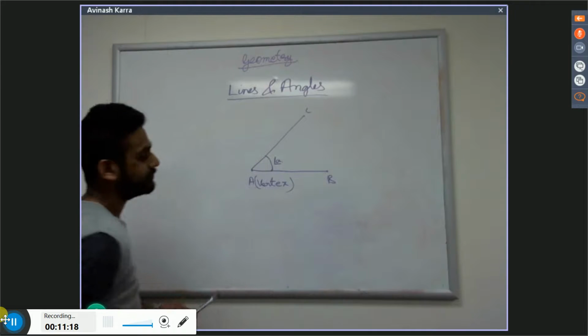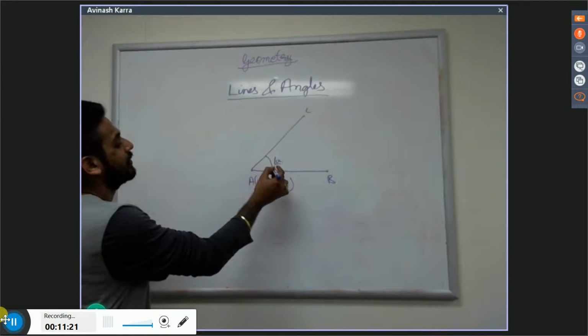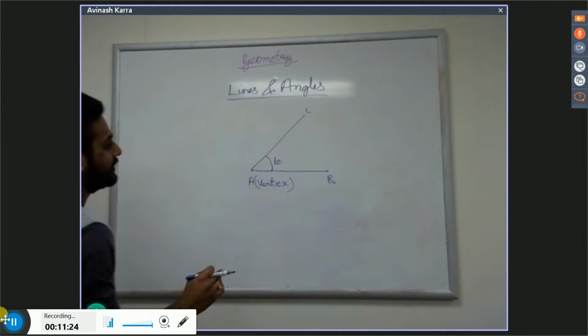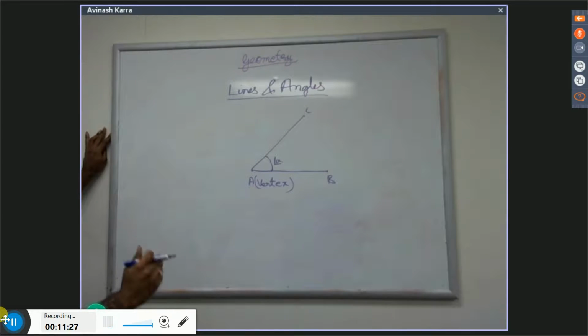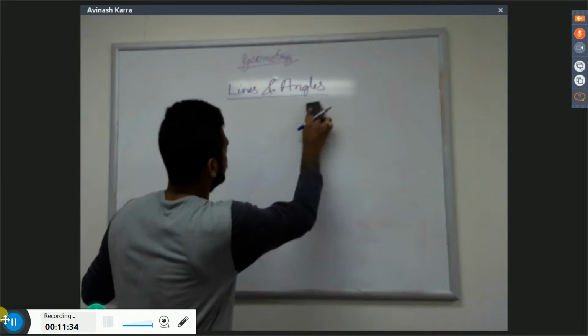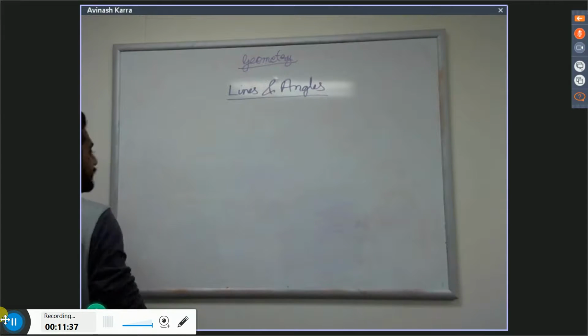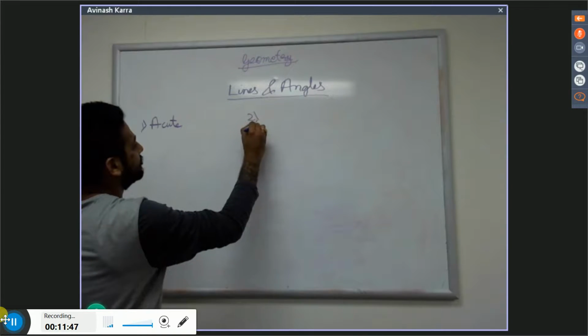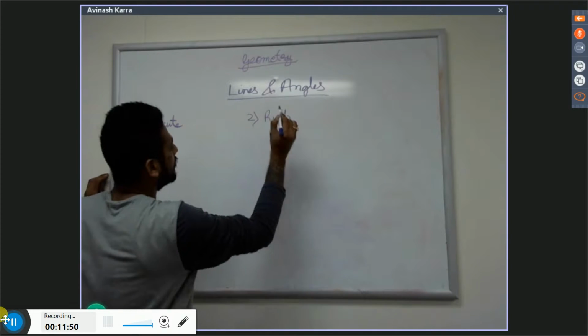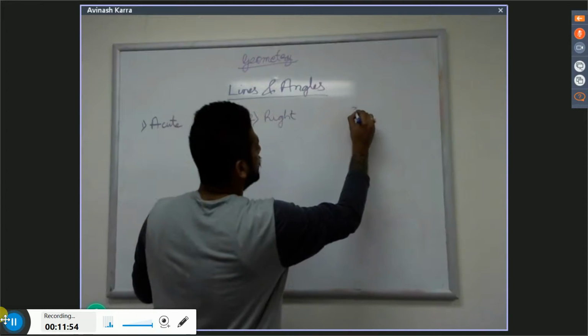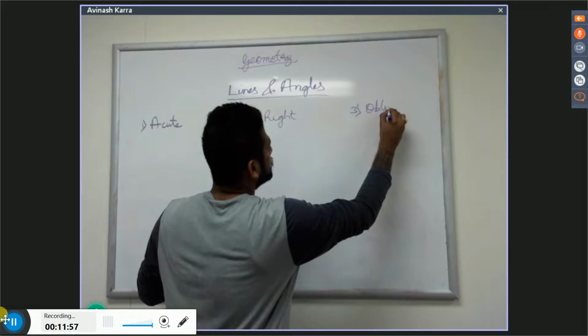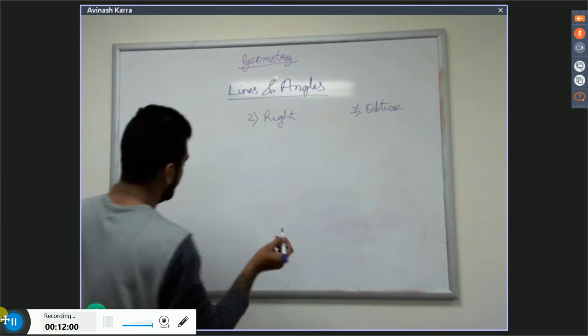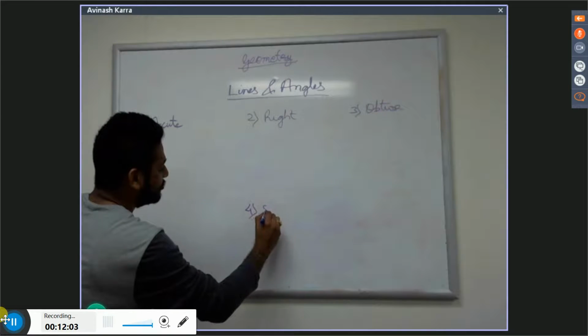Keep that in mind. So mainly we use three types of angles: one is acute, second one is right, third one is obtuse, and you can say a fourth one, straight line.